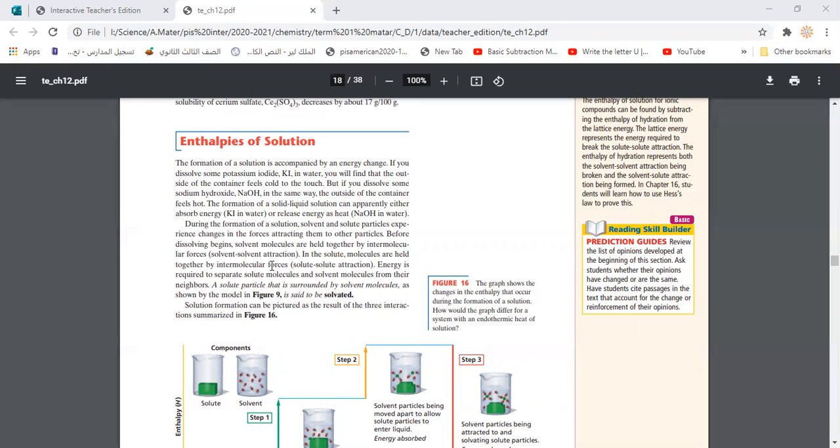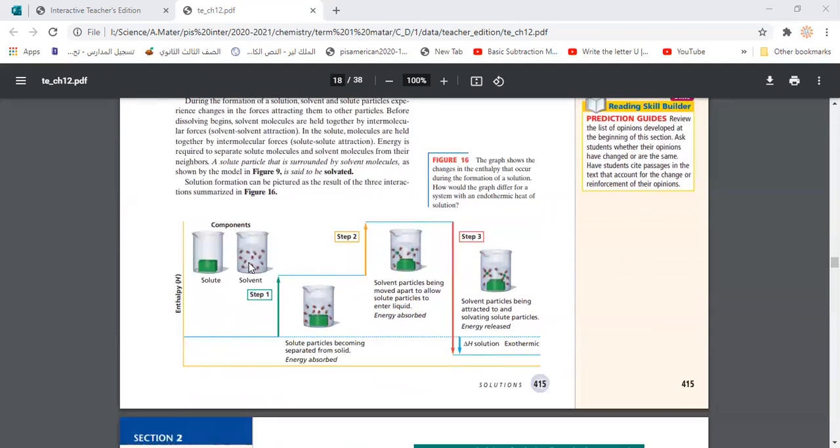So why does that happen? First of all, the solution process goes through 3 steps. Once we have the solid and the solvent, the solute particles or molecules are attracted by intermolecular forces that hold them together. The same happens in the solvent: its particles are attracted to each other by solvent-solvent attraction. There is a kind of force between the solid molecules, and also a kind of attraction force between the solvent molecules.